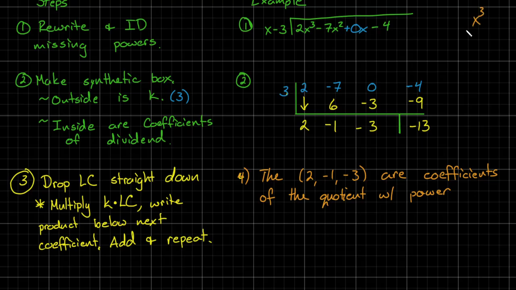And I'm just going to write it here. You guys don't need to write this. I just want to think about it. There's more to it, right? But if you did x cubed divided by x, what's your new power of x? X squared. So we're going to say these are the coefficients of the quotient with power 1 less than dividend.